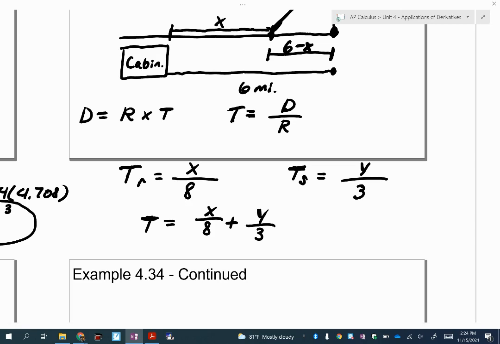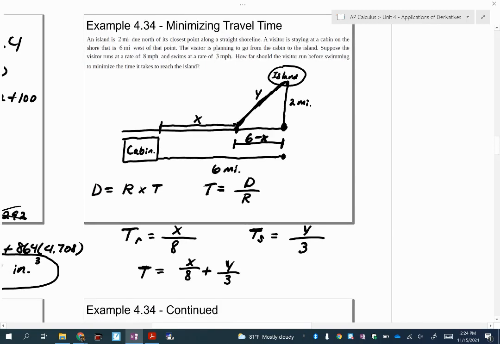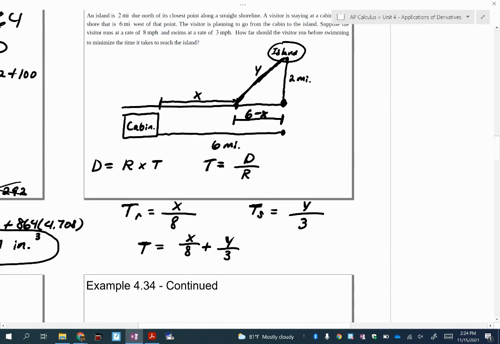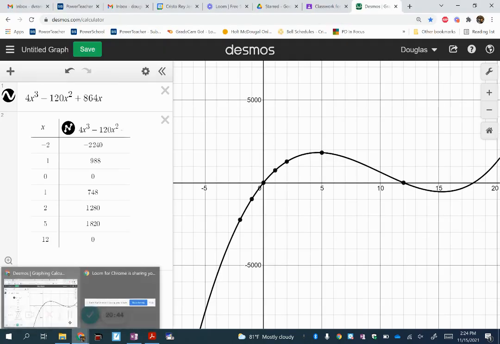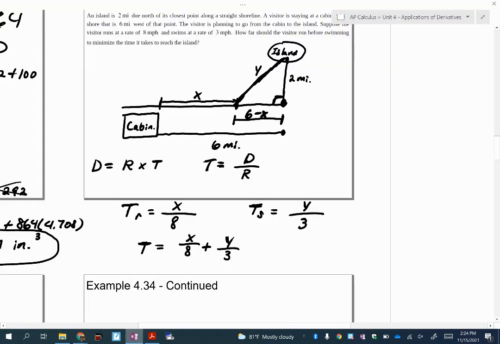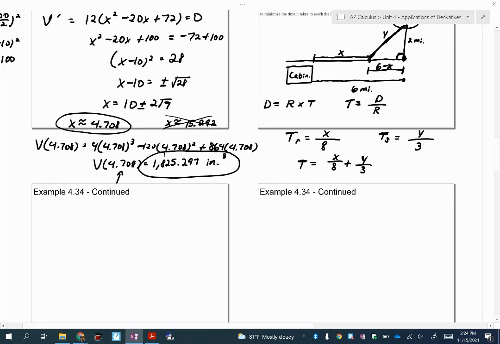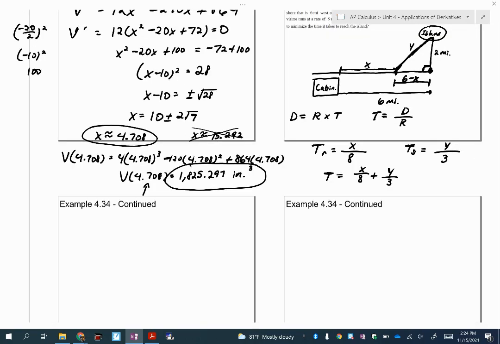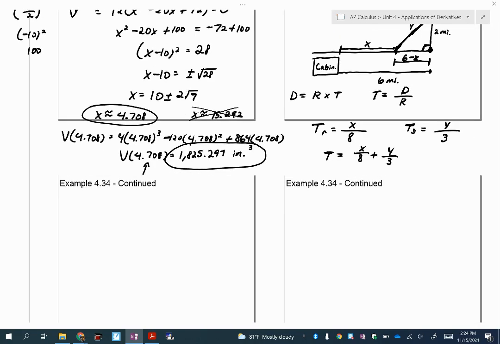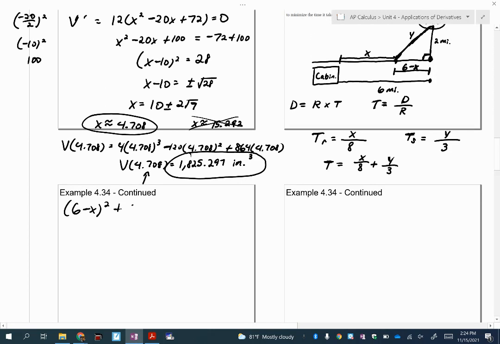Unfortunately, right now I can't do anything about it because we have two different variables. But you'll notice that I can figure out another way to look at my y, because we have a right triangle in this drawing. So what I'm going to do now is use this next slide to figure out what y is using the Pythagorean theorem. So I'm going to have (6 minus x) squared plus 2 squared equals y squared.